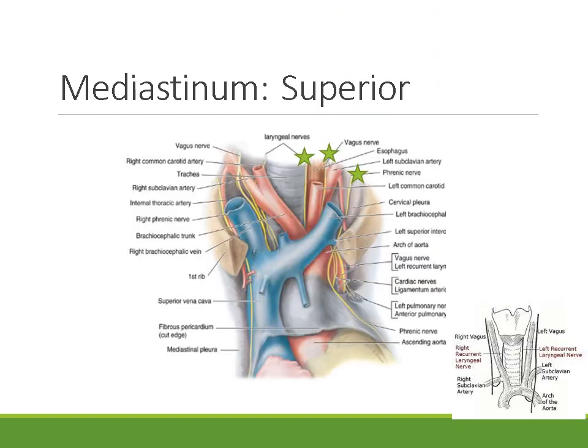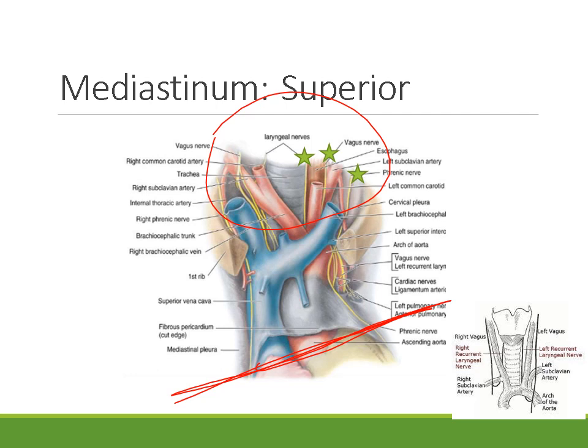So here you can see a lot of structures that go through the superior mediastinum. Just to get our bearings, this is where the heart begins right here. So above that is the superior mediastinum. The superior mediastinum goes from the heart up to the superior thoracic aperture, the bony ring that goes around the top of the thorax.